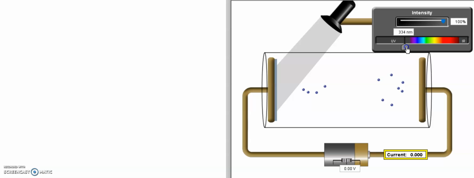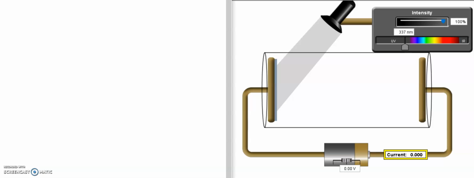I'm going to go back to 334 actually. Now I still got electrons coming off. I'm going to come to 337, and hopefully no electrons come off. All right, so it looks like it's 337. So this is that boundary wavelength. Right now, if I go any higher with the frequency, I'm going to get electrons coming off, which means right now I should be at threshold frequency.